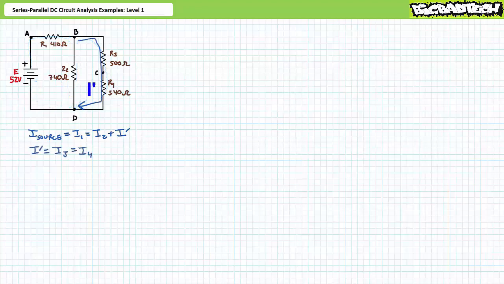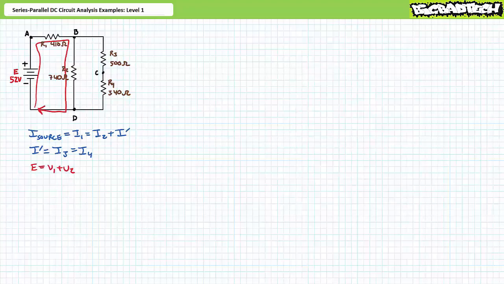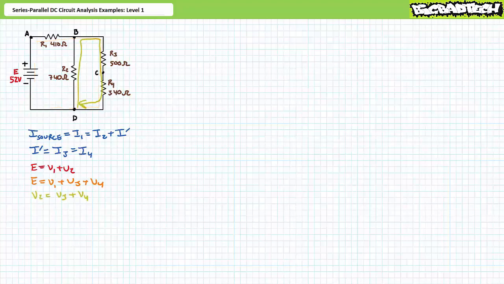If we look at only I single prime, it can be said to be equal to I3, which equals I4. R3 and R4 are undoubtedly in series with one another. A Kirchhoff's voltage law analysis of this loop in red suggests that E equals V1 plus V2. A Kirchhoff's voltage law analysis of this loop in orange suggests that E equals V1 plus V3 plus V4. Finally, a Kirchhoff's voltage law analysis of this loop in yellow suggests that V2 equals V3 plus V4.